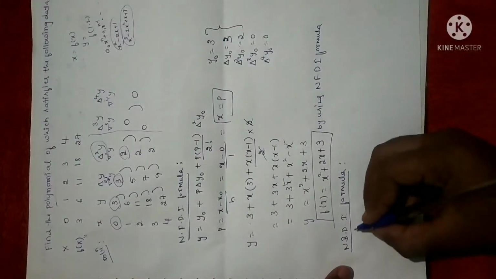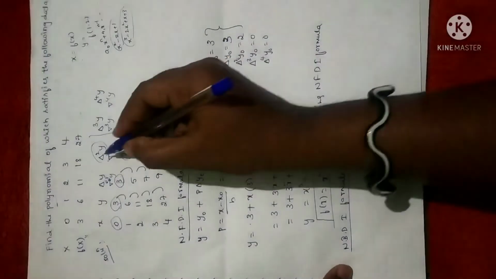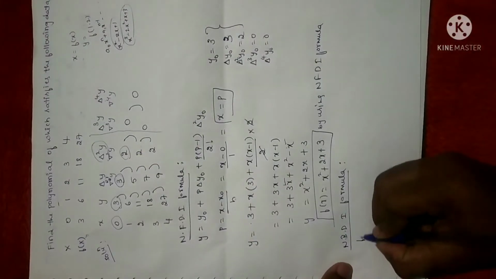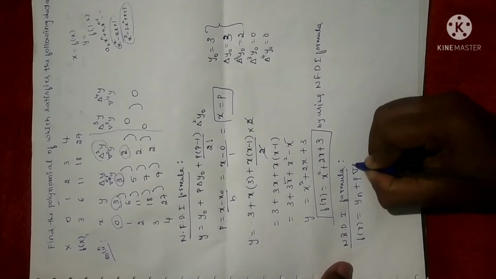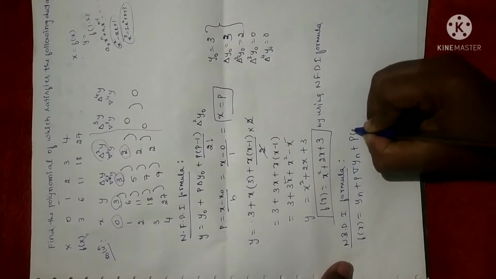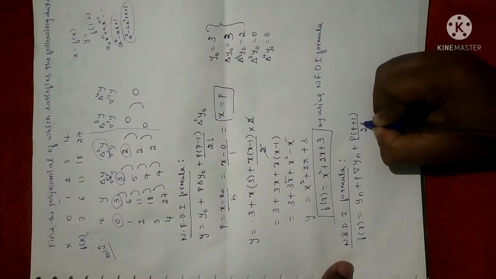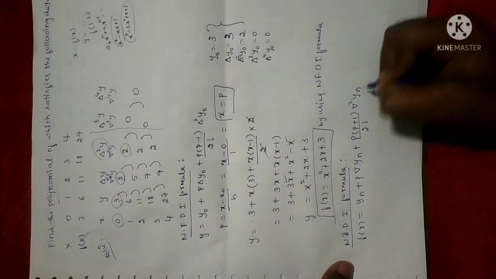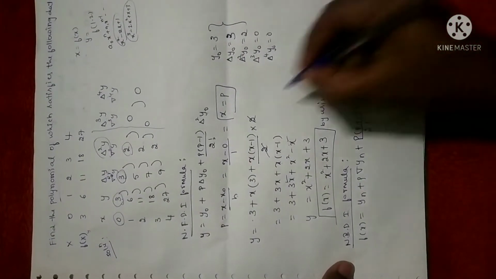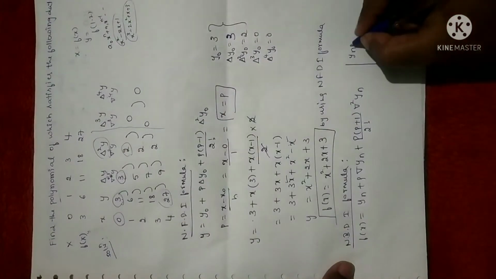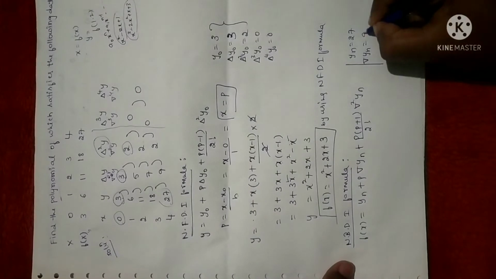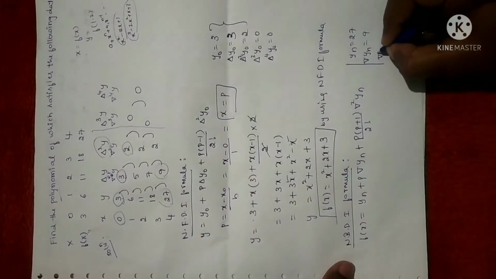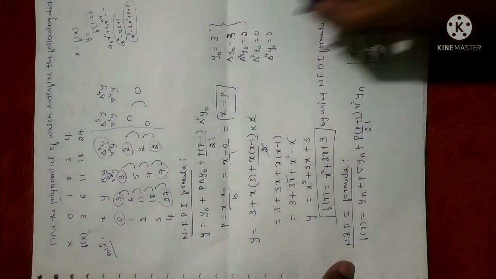Now what is the Newton backward difference formula? Up to you have to write delta square y. So let me write the formula. f of x is equal to y is equal to yn plus p into reverse delta yn plus p into p plus 1 divided by 2 factorial into reverse delta square yn. Now yn value is the last value. Right? So here the last value is 27. Similarly, reverse delta yn is the last value, 9. Similarly, reverse delta square yn is the last value, it is 2.